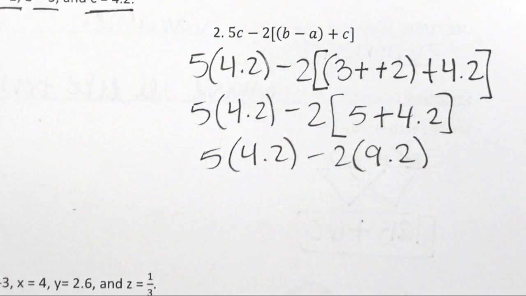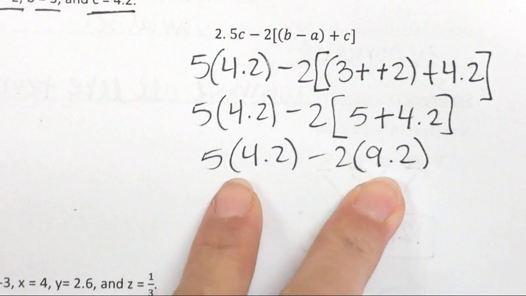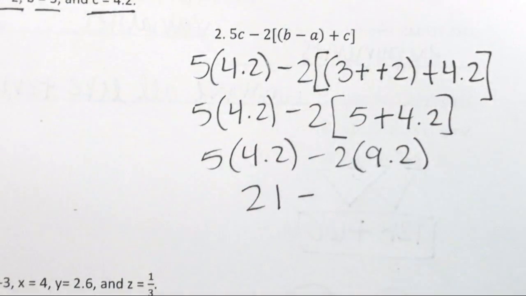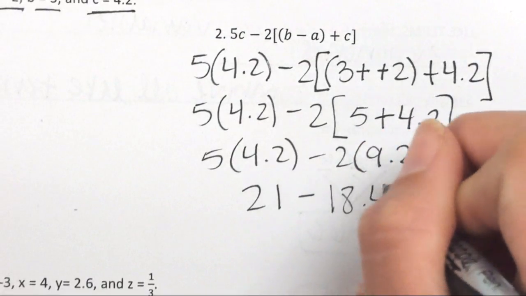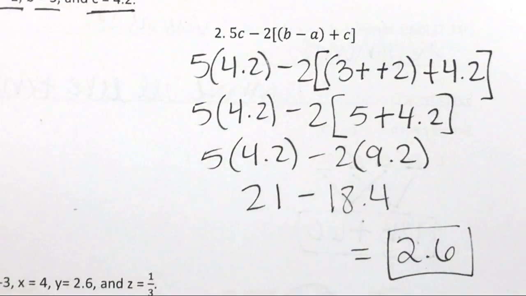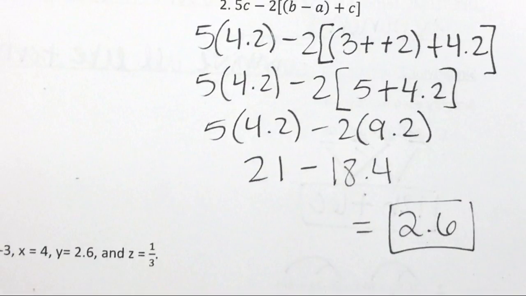Alright, so now we have two parentheses. So we can go ahead and multiply these at the same time. So what's 5 times 4.2? Minus, what is 2 times 9.2? So our final answer? Perfect. Easy? Yes, very good. Alright, now let's throw a fraction in there.